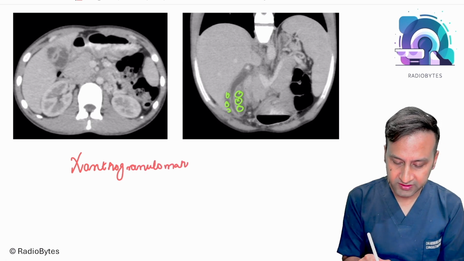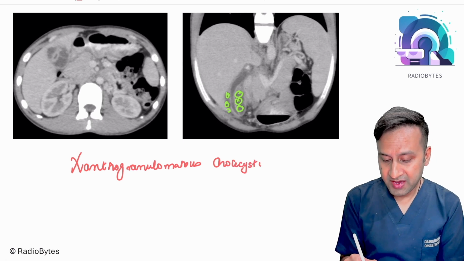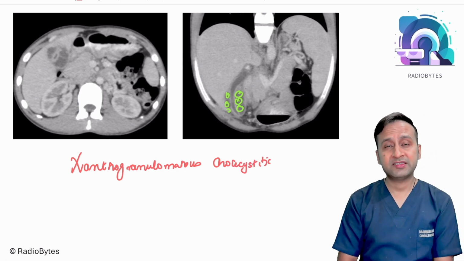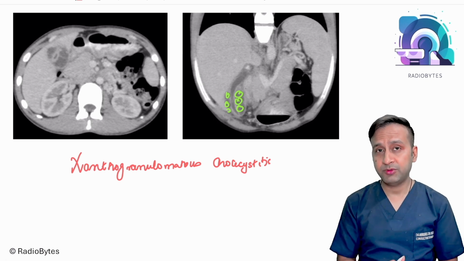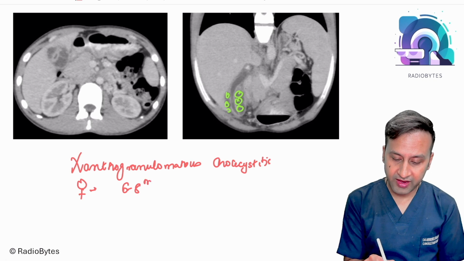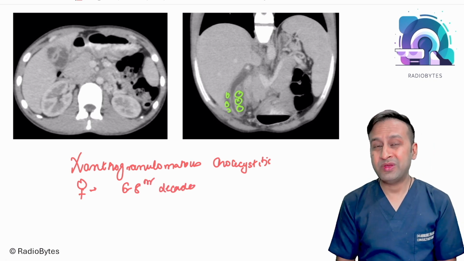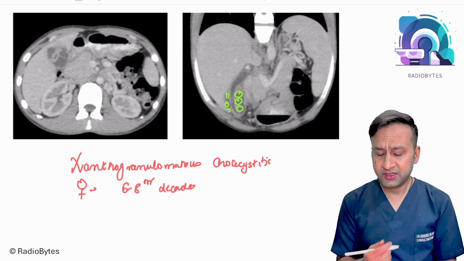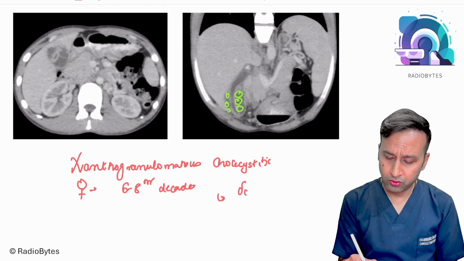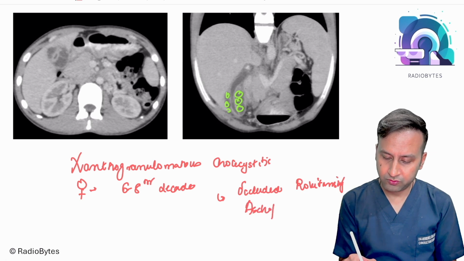xanthogranulomatous cholecystitis. Now, this is one of those conditions which is many a times mistaken for malignancy, because you can get a significantly thickened GB wall. It is more common in females between the 6th to 8th decade of life, and is characterized by the presence of small cystic areas within the thickened wall of the gallbladder, which are nothing but the occluded and thereby infiltrated Rokitansky-Aschoff sinuses.